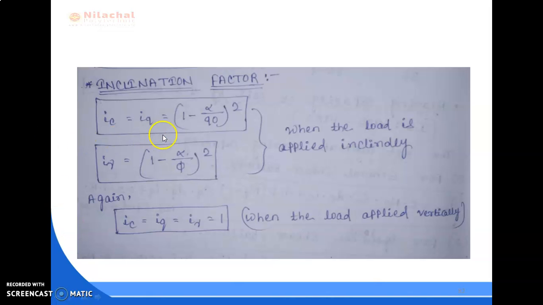IC equals IQ equals (1 minus alpha by 90 degree) squared, and I gamma equals (1 minus alpha by phi) squared. When the load is applied inclinedly, as also given in the question, only then you apply these formulas to find IC, IQ and I gamma. And IC equals I gamma equals IQ equals 1 when the load is applied vertically. So, whenever the load is applied vertically, we can easily put the value of IC, IQ, I gamma as 1.